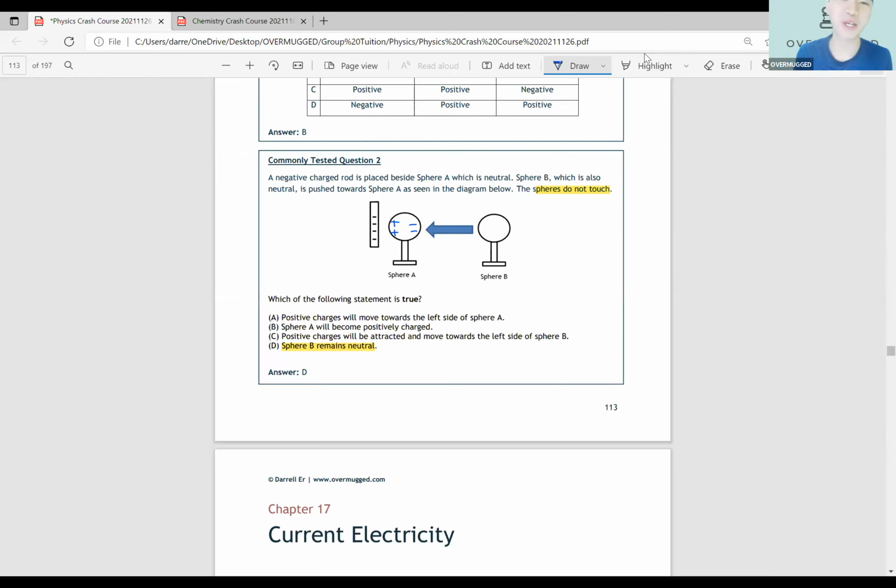Okay, right? So this chapter is not that hard. You stick with my 2 rules, you'll be fine. As long as you know that the positive charge doesn't move.